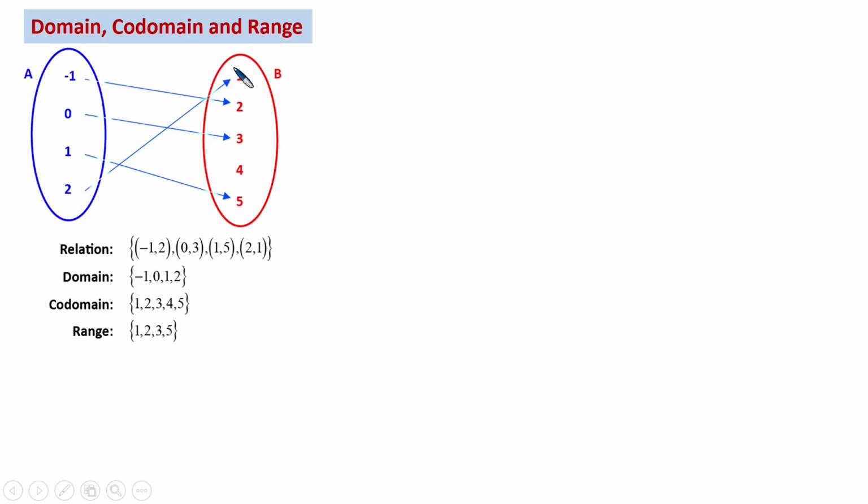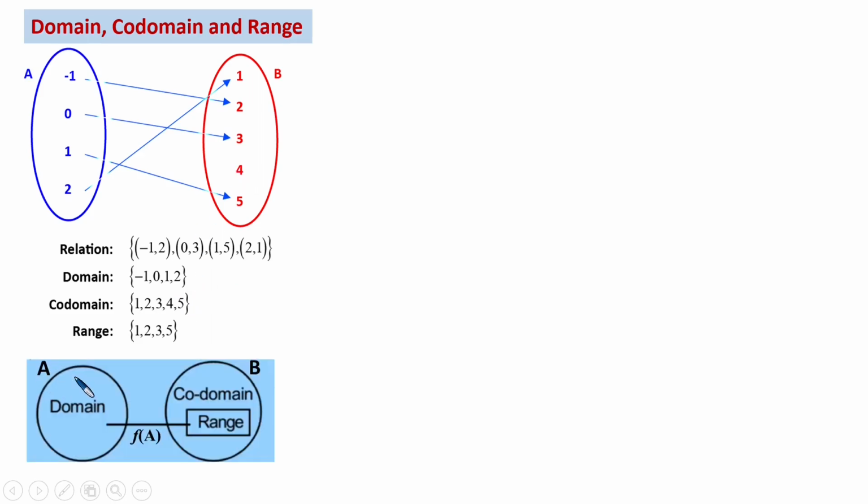And what is codomain? This whole set is a codomain, including this 4 which you have not used also. So here I have written 4. And what is range? Range is simply the output. And this was not output of any of this input. So range will be 1, 2, 3 and 5. You don't have to write this 4. If you write 4, then it becomes a codomain.